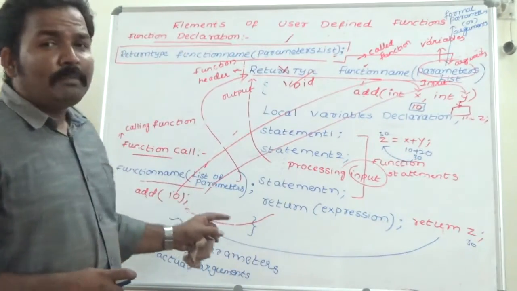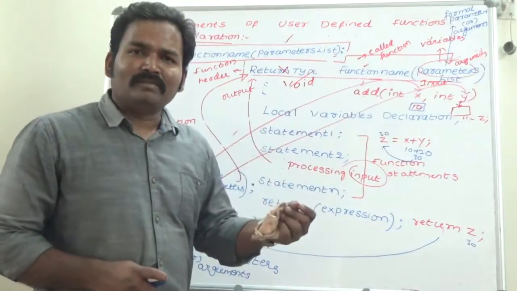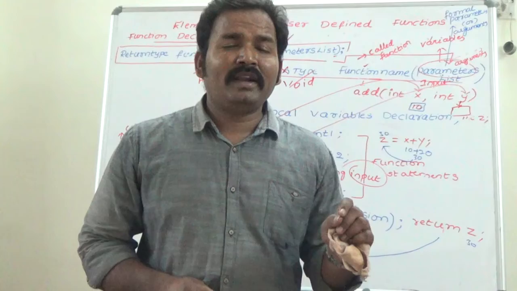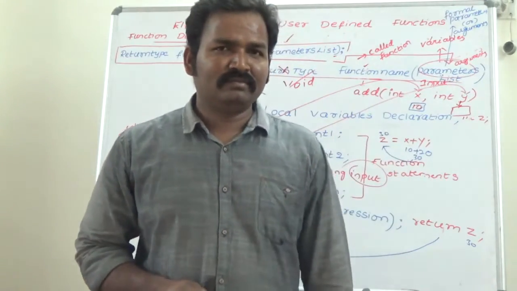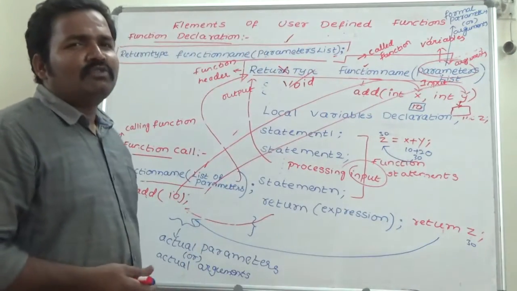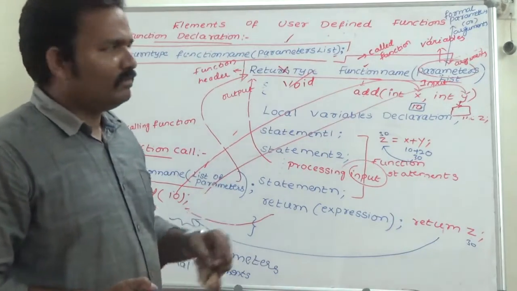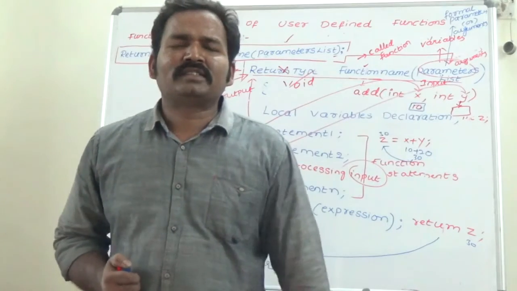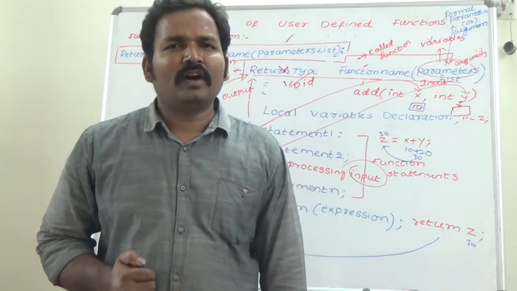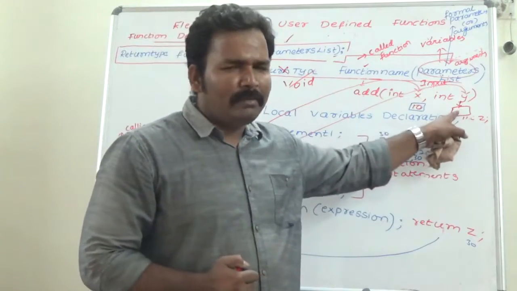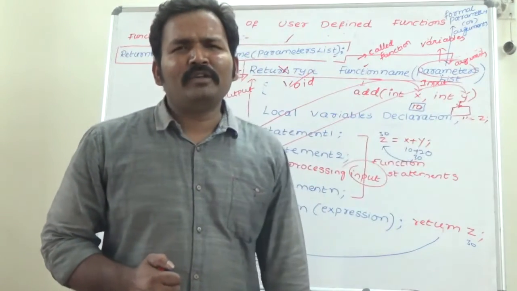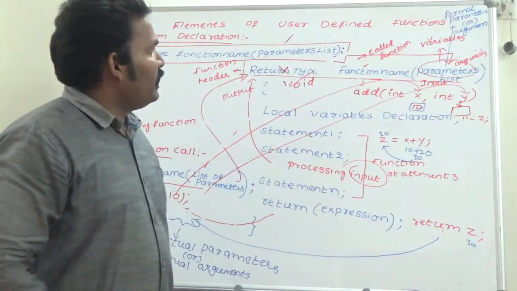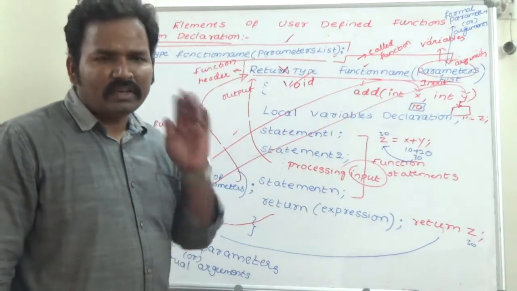If actual parameters are more than formal parameters, the excess parameter is ignored. Next point, if actual parameters are less than formal parameters, the remaining parameters will be initialized to a garbage value. A garbage value will be stored in the y variable. Garbage value means what? Unknown value. So clear. So this is about elements of user defined functions.